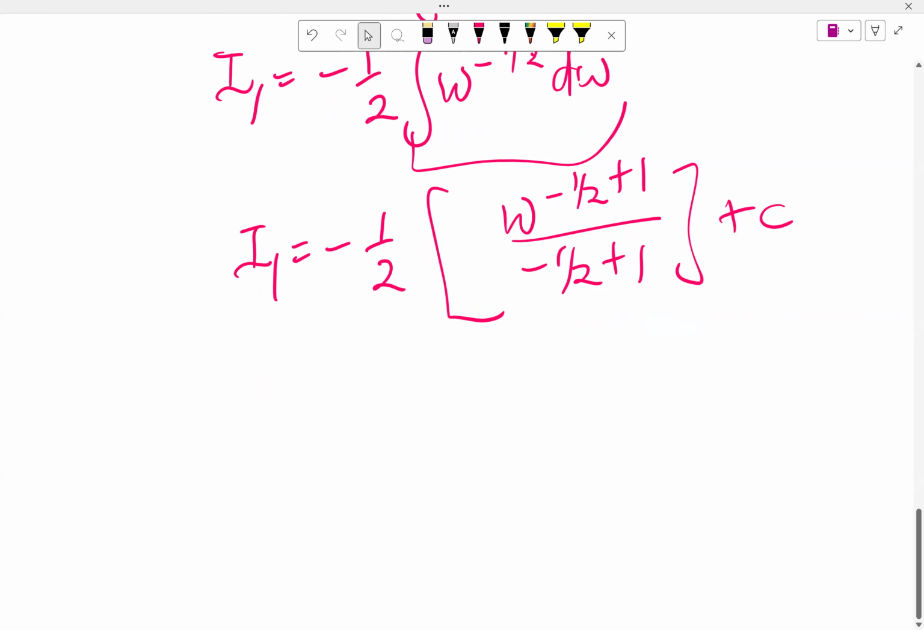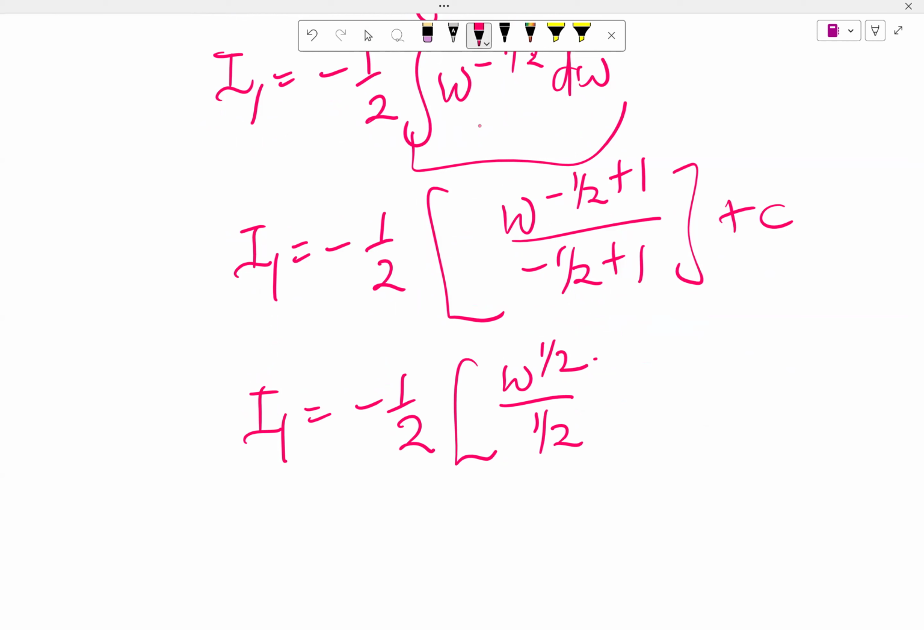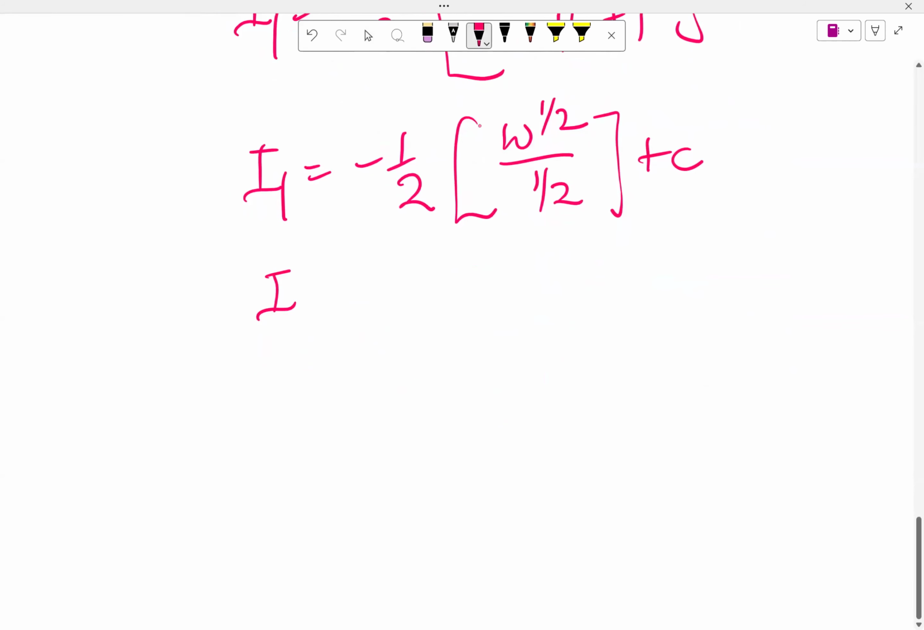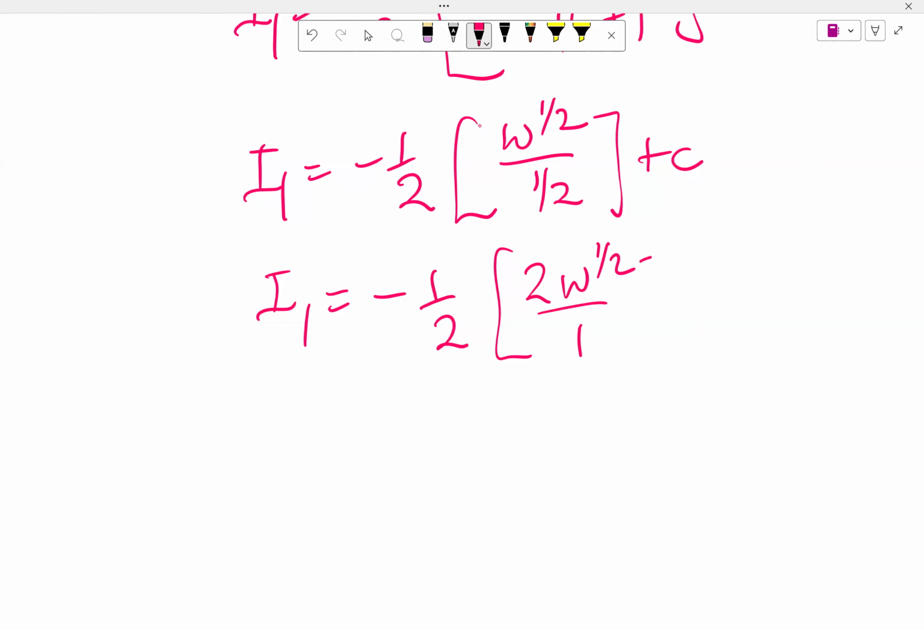So the next thing is to tidy all that up. So we have I1 equals minus 1 over 2 into w raised to power half all over half, okay? Well, of course, don't forget the constant c. So that means that I1 is equal to minus 1 over 2, of course, 1 over 2 here, the 2 can go up. So you have 2 w raised to power 1 over 2 all over 1 if you like, plus c. So these 2 cancel this out. So I1 actually is equal to minus w raised to power half plus c.